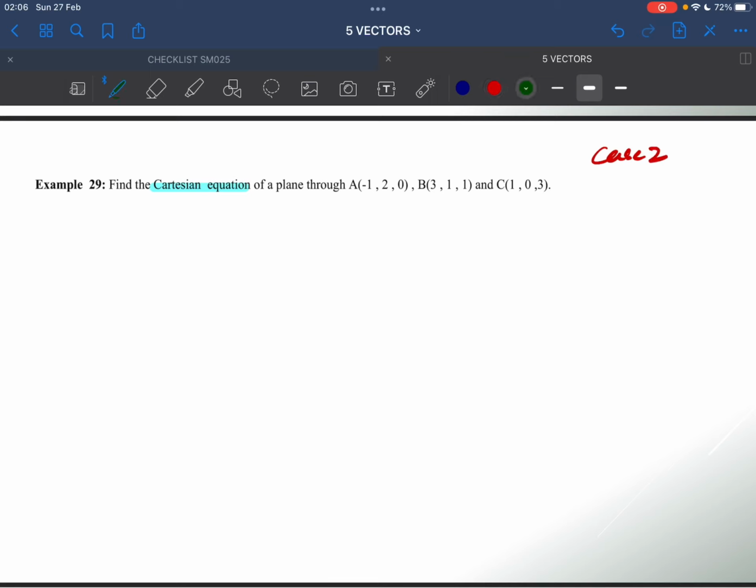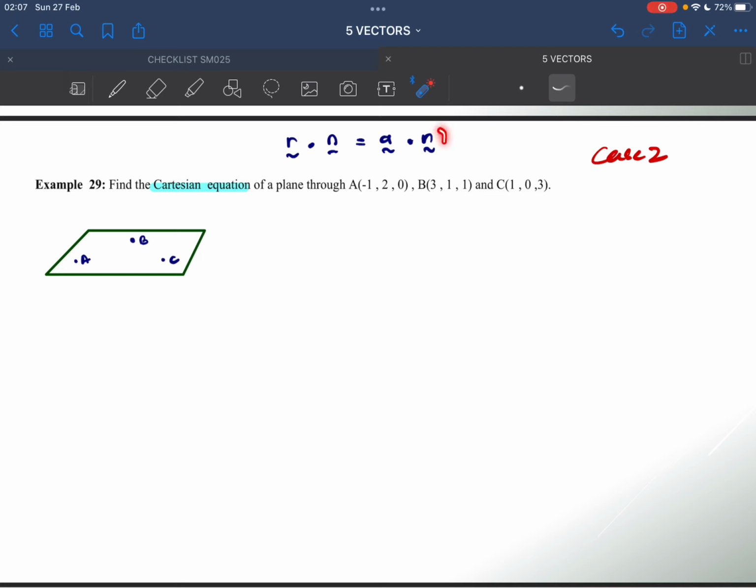Okay, so let's just quickly draw the plane here. So on the plane, we have A, B and C. Okay, point A, point B and point C. Okay, so what do you need in your equation of plane? We do need r dot n equals to a dot n. Okay, that means we need the normal and the point. So point, you can choose either one of these points here. So we need the normal. So you know that the normal is perpendicular, okay, perpendicular to the two vectors. So we don't have any vectors here.